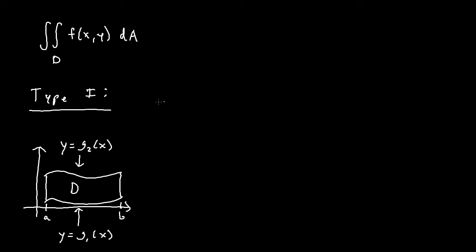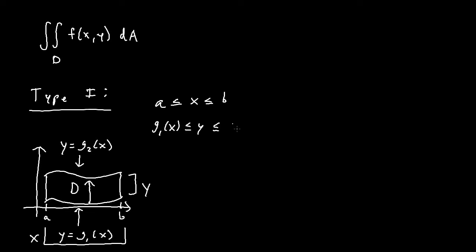As I mentioned, the x values range from a to b, and notice the y values range from the function g1 to the function g2. So that is going to be the range of y values, while a to b is going to be the range of x values. If I were to write the y bounds as an inequality, I would say from the bottom function, which is g1 of x, to the top function g2 of x.